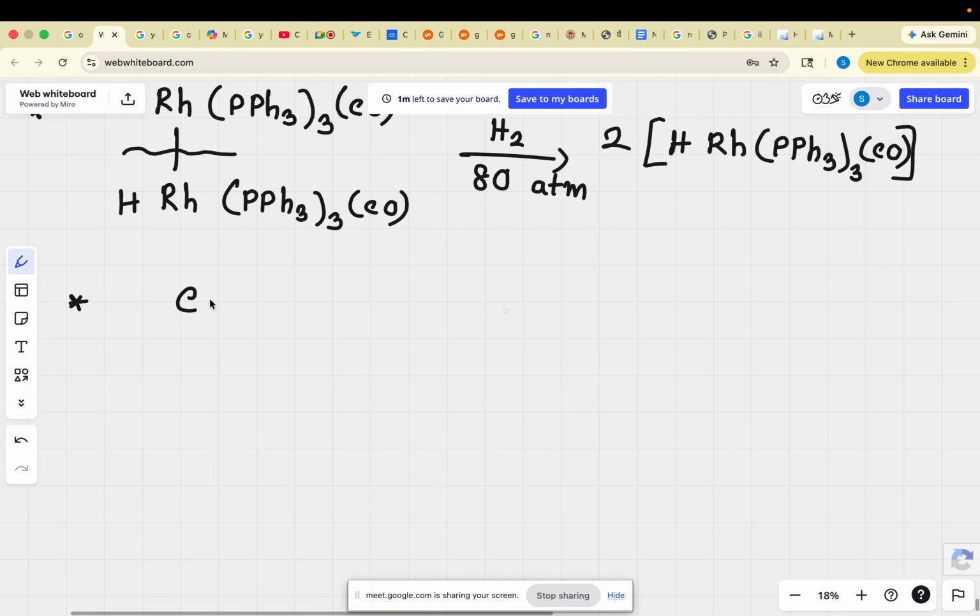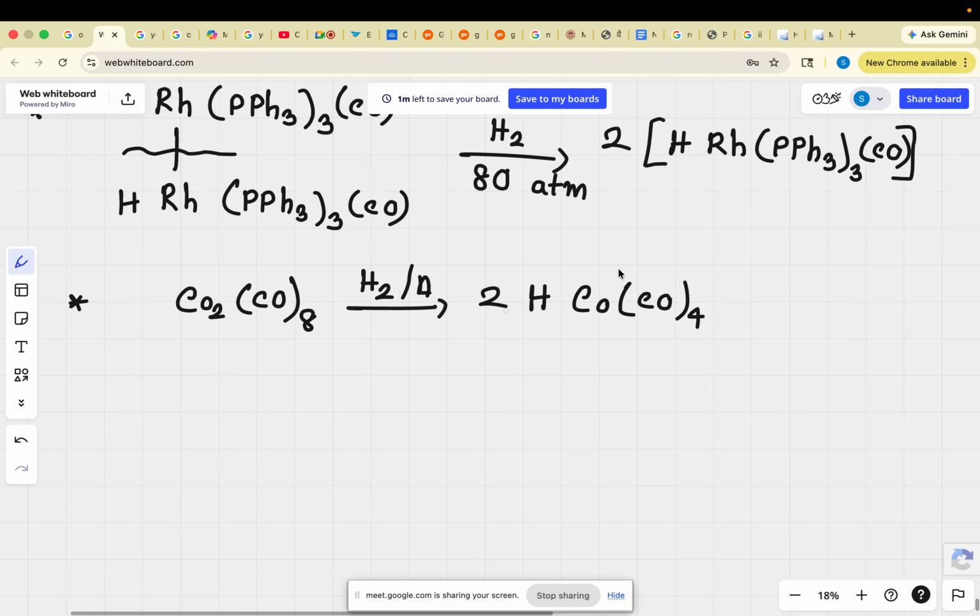Next, suppose you have this Co2(CO)8. If you add hydrogen and heat, what will you get? HCo(CO)4. So at that time you will get hydrogen, cobalt, then CO 4, 2 moles of this. Correct.